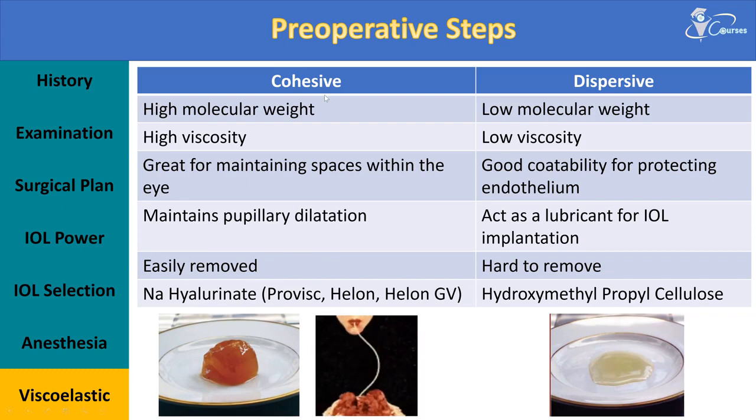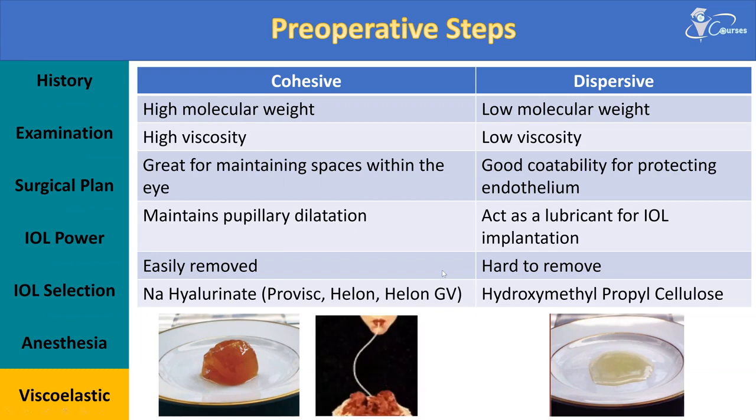Okay, so for some examples, the cohesive will be sodium hyaluronate like Provisc or Healon GV. For the dispersive, some examples are hydroxypropyl methylcellulose, like Viscoat. So these are the differences between the cohesive and the dispersive viscoelastics. I hope that this is clear.